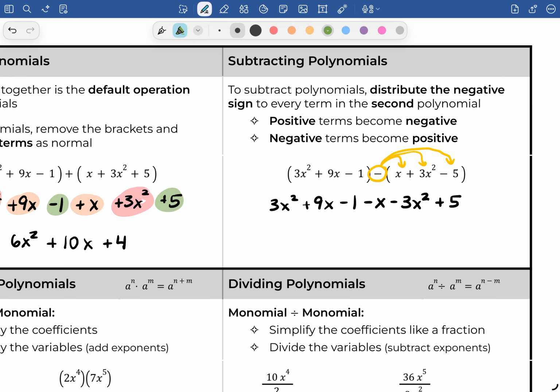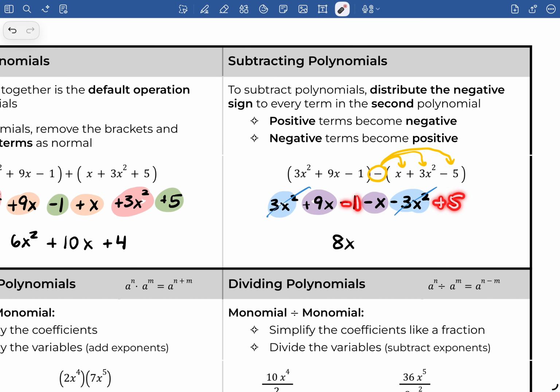So now that we've gotten rid of those brackets, we can combine the like terms like usual. So we look for our things that match in the order that will make our answer easier. And so in this case, there we go. We have 3x squared minus 3x squared. Those completely cancel each other out. Then we can bring together our x's. We have 9x minus x, so that will be 8x. And then we have -1 plus 5, so that'll give us +4.